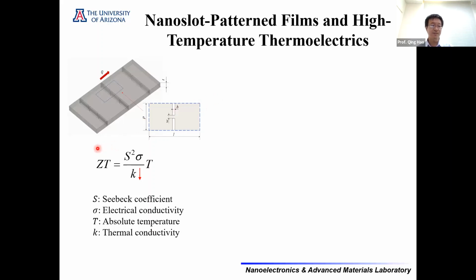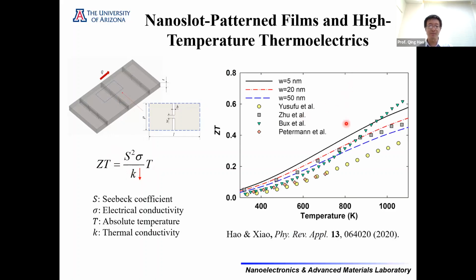For thermoelectrics, we are looking for a higher ZT value for the material, and the ZT is defined as the Seebeck coefficient squared times the electrical conductivity times the absolute temperature, divided by thermal conductivity. If the nanoslot pattern has a characteristic length much smaller than the phonon mean free path, but still longer than the electron mean free path, this K value will be largely reduced and ZT will be higher than the solid thin film.